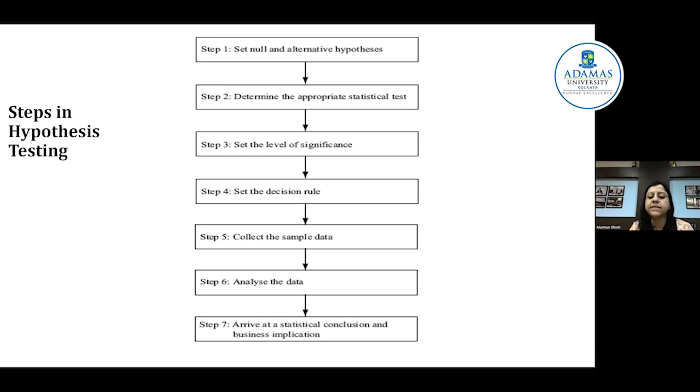Now, these are the 7 steps of hypothesis testing, where first we set our null and alternative hypotheses. The null hypothesis is something which already exists through our literature. The alternative hypothesis is not simply the alternative of the null. Actually, it is your researcher hypothesis that you want to validate through your research.